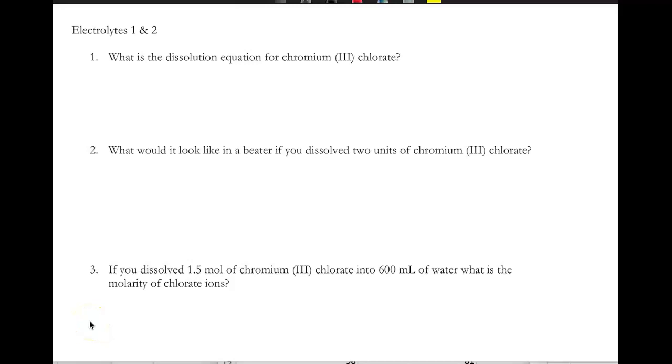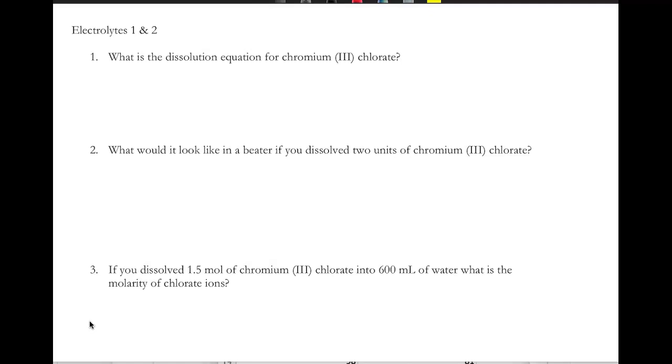Alright, so I'm going to go ahead and go through an explanation video for electrolytes 1 and 2. So our first question says, what is the dissolution equation for chromium 3 chlorate? So the first thing we need to do is figure out the formula for chromium 3 chlorate.